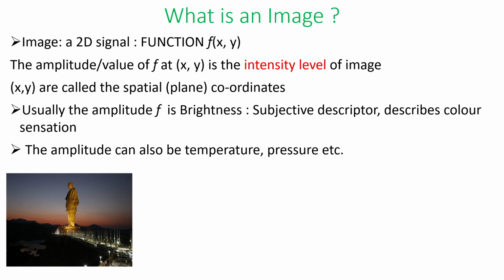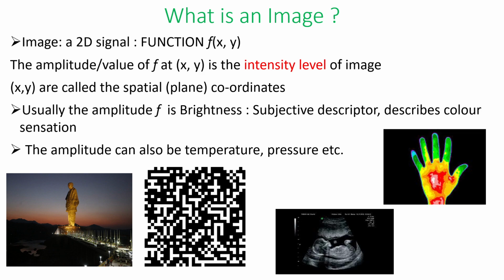You can also have different sources of image. It need not be only from a camera, it could be from a thermal camera or from a sonogram. In a sonogram, the sound wave is converted to an image. Here what is the amplitude f? Amplitude f here is the temperature. The red indicates hot, and blue indicates the cool region. So the amplitude f need not always be brightness, it could also be temperature or pressure, depending upon the source of your image, through what means you are taking that image.